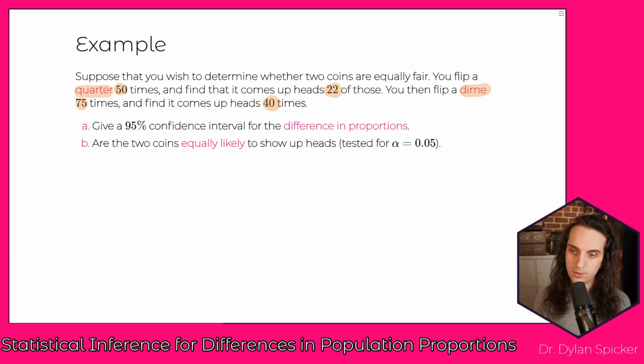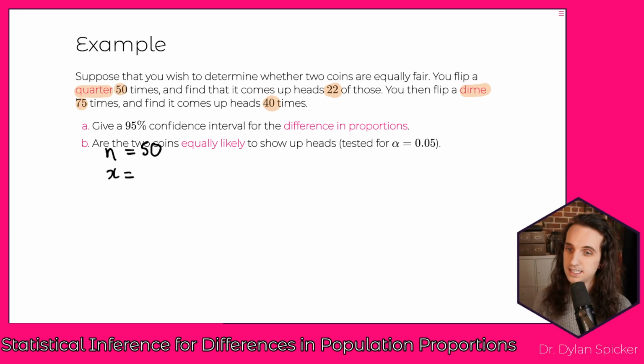Okay, and so we want a 95% confidence interval, and then we want to test this hypothesis with alpha equals 0.05. And so we can write down, well, what information do we actually have here? Okay, so we have n is going to be equal to 50, because we flipped it 50 times here.